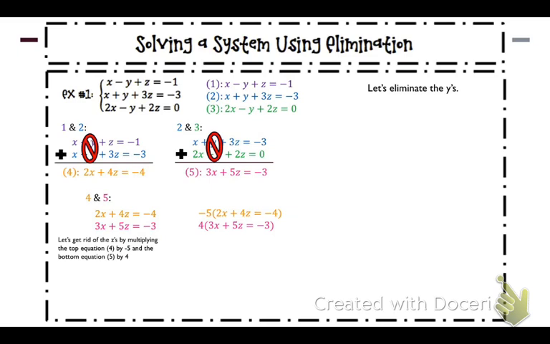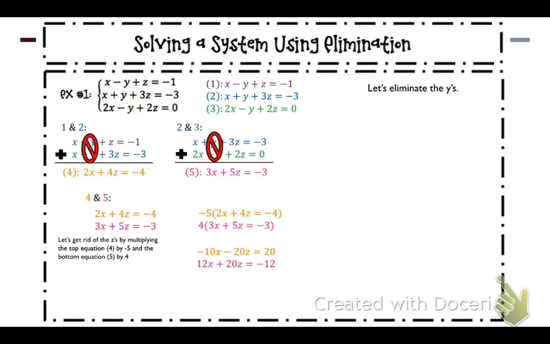You could have also gotten rid of your x's here if you wanted to. I just chose z's. And once you multiply that out, you get -10x minus 20z equals +20, and 12x plus 20z equals -12. Now I'm just going to add those together. Those z's cancel. I'm left with 2x equals 8. Divide by 2, you get x equals 4. So there's one of my points.